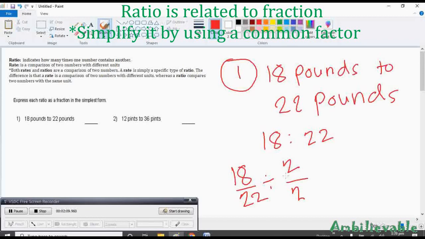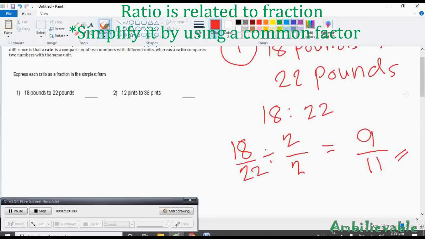Now, let us divide 18 by 2. 18 divided by 2 is 9. 22 divided by 2 is 11. And that is the simplified form of 18 pounds to 22 pounds. So therefore, the simplified form of 18 to 22 pounds is 9 is to 11.